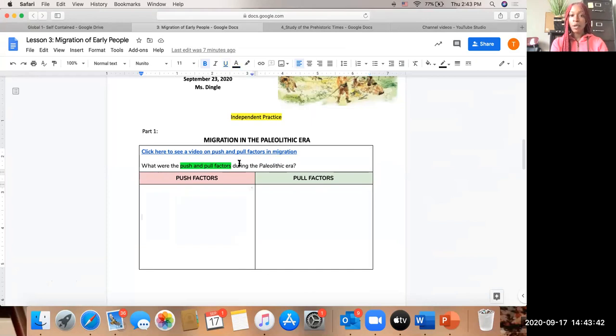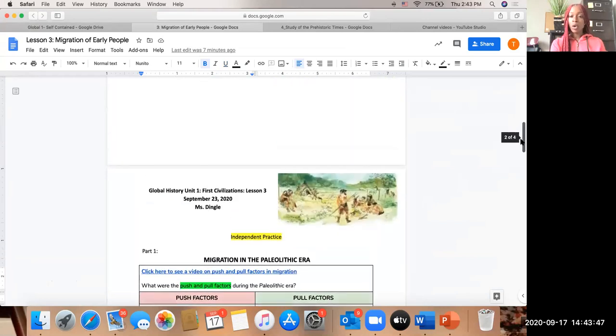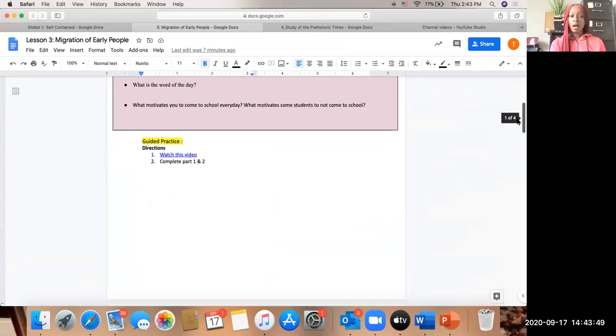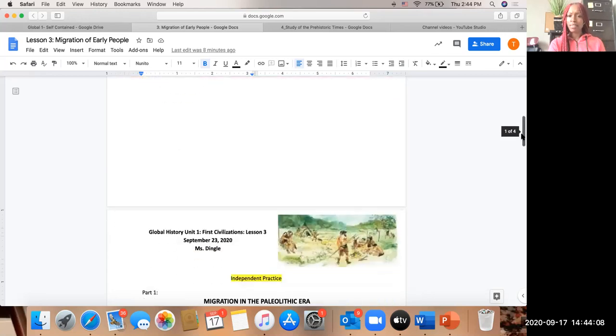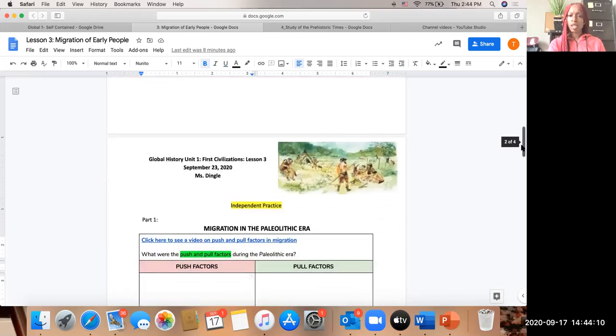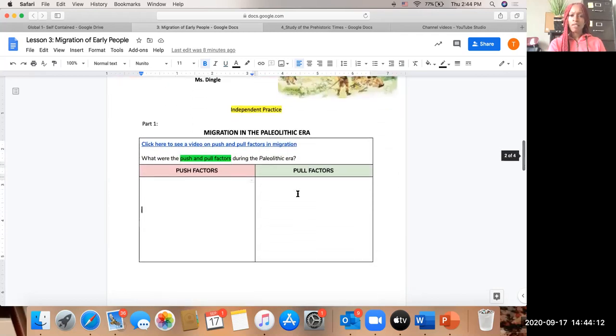What were the push and pull factors during the Paleolithic era? Now, from yesterday's lesson and the previous lessons, we learned that during the Paleolithic era, the first humans existed. The first humans lived a certain type of lifestyle, right? They lived in teepees and caves and tents. They hunted for their food. There wasn't any farm life, there wasn't any farming population. They had to hunt and gather for everything that they needed to eat and survive, right? So those lifestyles, the moving around, the migration, you're going to take that information and give me 2 bullet points, not one.